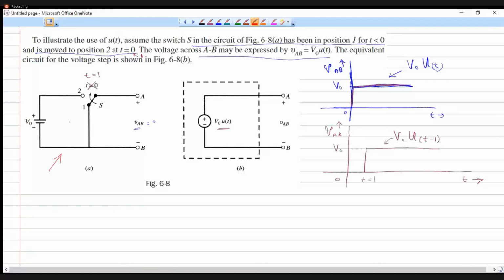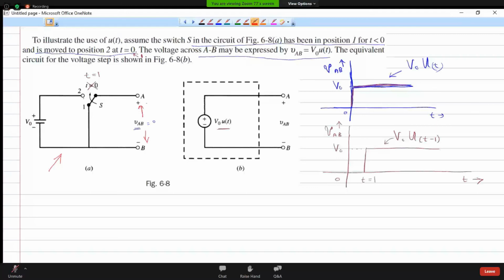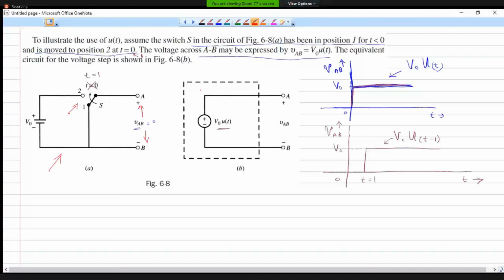This is a typical scenario in which we have a voltage source V naught and a switch is attached, and we can throw the switch to various positions at various time instants. Initially the switch is at position 1, in which case the points A and B were shorted, and we were asked what is the voltage across the points AB, that is VAB, and what is the voltage when the switch is thrown to position 2 at time instant t equal to 0. Such a situation, in which a physical device like a switch is involved, we can model for our analysis using this function, that is u of t.